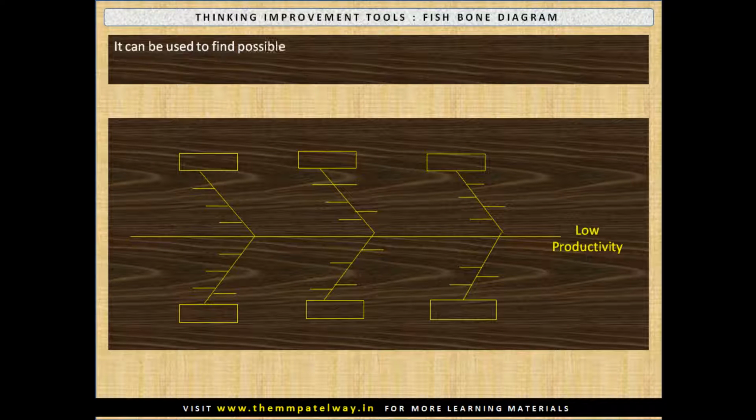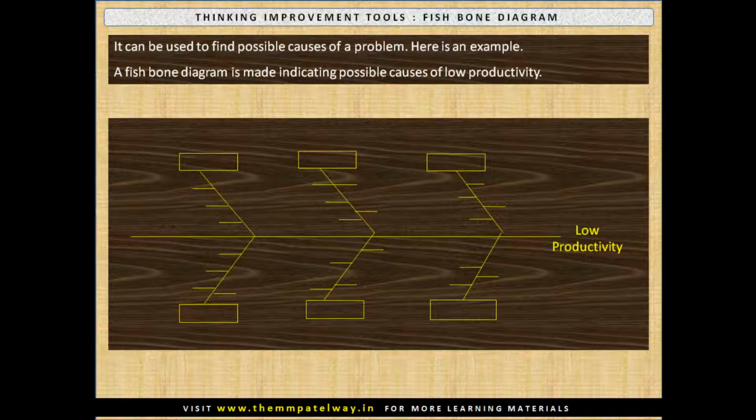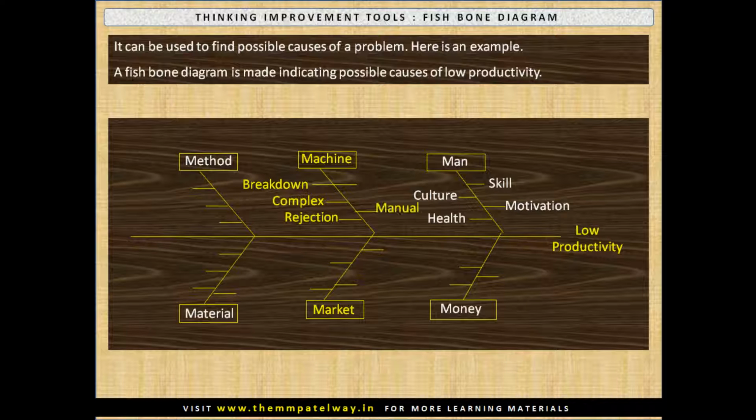Let us discuss an example. As already discussed, it can be used to find possible causes of a problem. A fishbone diagram is made indicating possible causes of low productivity in the example. The causes are men, machine, method, money, market, and material. For men, you see culture, skill, motivation, and health as sub-causes. For machine, you see breakdown, complexity, rejection, manual, and old as sub-causes.